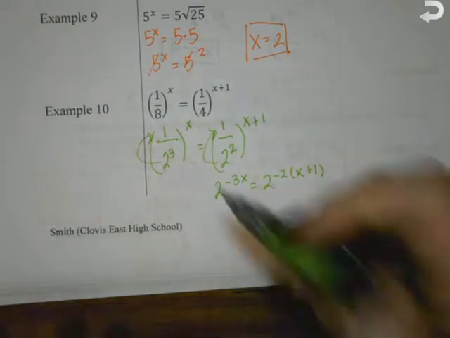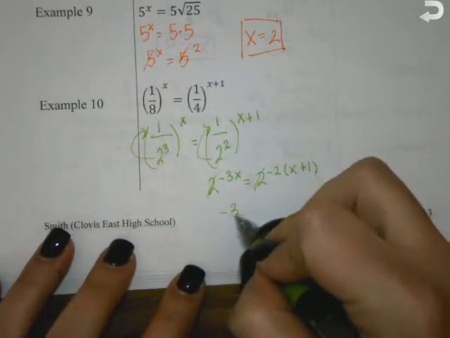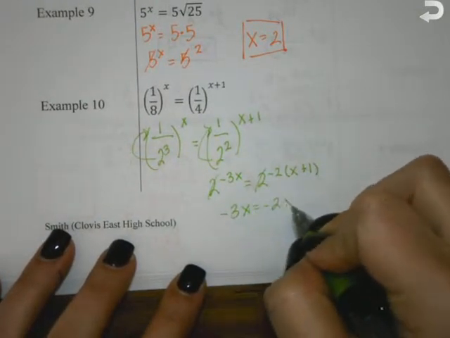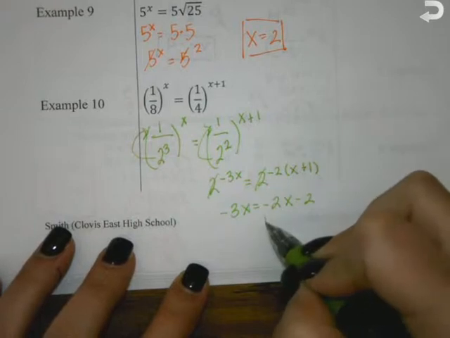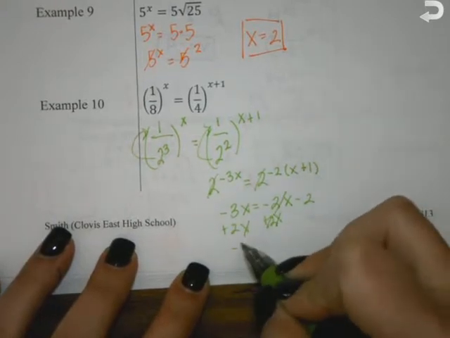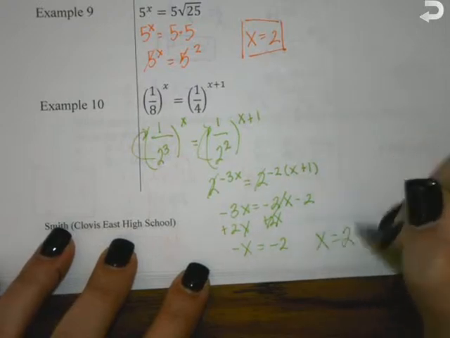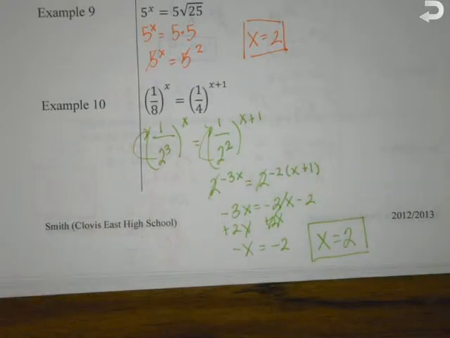Drop your bases. So negative 3x equals negative 2x minus 2. Add 2x. So we get negative x equals negative 2. So that means positive x equals 2. That's solving with exponents in the variables in the exponent.